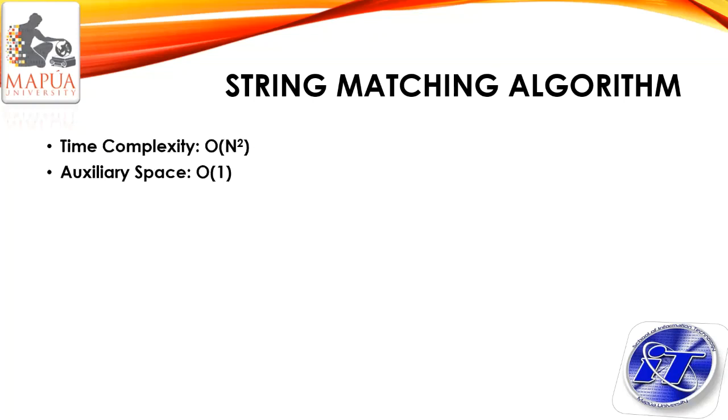So the time complexity of naive string matching is big O of n squared. But in some books and some websites, it is M times N, wherein N is the number of elements in a string T, while M is the length of the pattern. Just to simplify it, that's why we use N squared. And the auxiliary space is O(1), since we are not adding space when we are doing the search of a string.